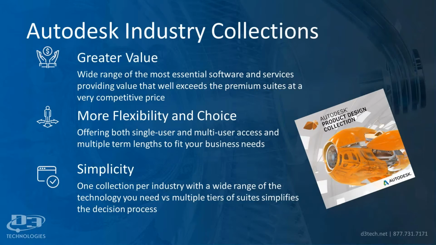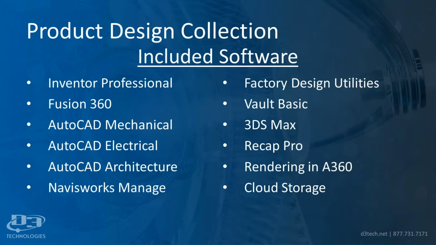So let's jump into just the product design collection, which is what most of our customers probably would be utilizing. If you look at the product design collection, you could compare this to what you have today, but the products that you get with the product design collection would be Inventor Professional and Fusion 360, those are both topics that we'll be talking about today. AutoCAD Mechanical, Electrical, Architectural, Navisworks Manage, Factory Design Utilities, Vault Basic, 3ds Max, Recap, some rendering ability with A360, and of course you get cloud storage with that.